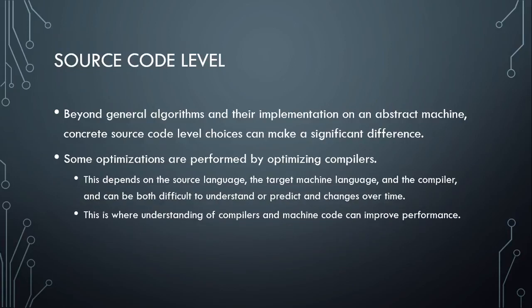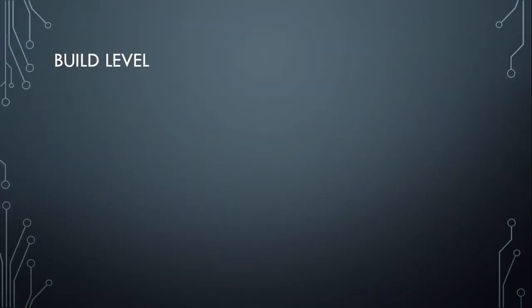Some optimizations are performed by optimizing the compilers. This depends, of course, on the source language, the target machine language, and the compiler. And both can be difficult to understand or predict, and they often change over time. This is also where the understanding of compilers and machine code can improve performance. So if you have a good understanding of machine code and how that works, great. It's a lot easier for you to look at the source code and figure out what you need to optimize.